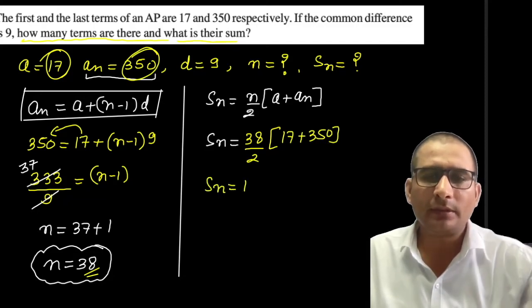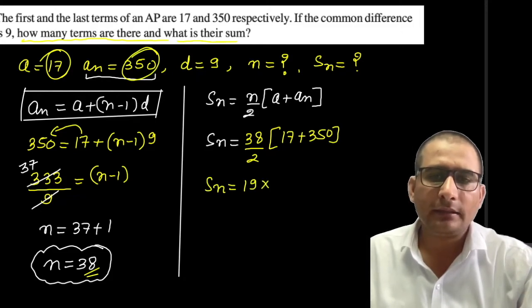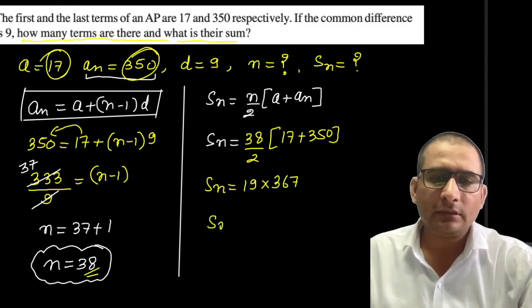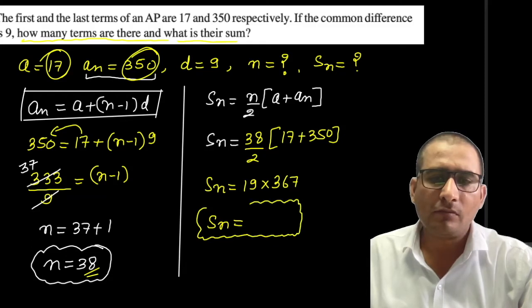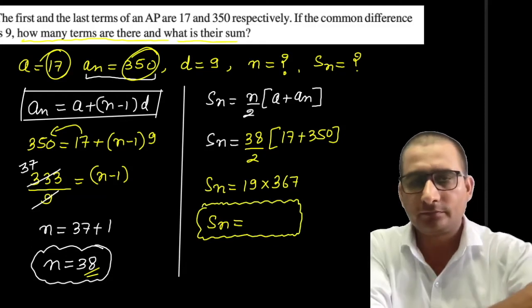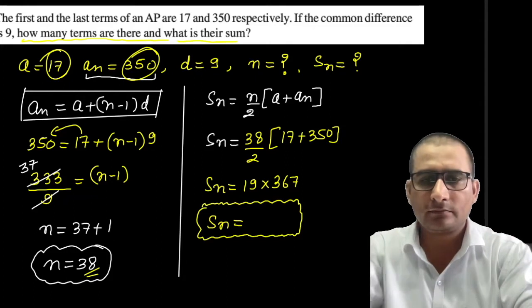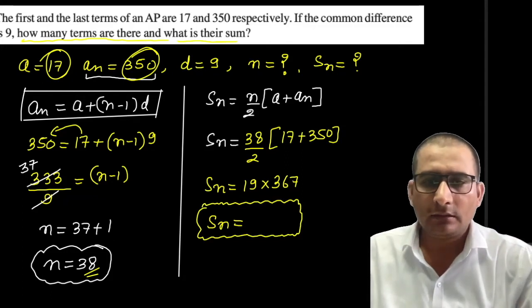It become 2 1 ja 2, 9 into 367. So what is the value of Sn in this case? Sn is equal to 19 multiplied with 367.